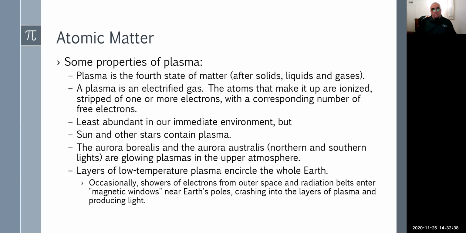There are layers of low temperature plasma that encircle the whole Earth. It helps keep us kind of protected where we are. Occasionally, those showers of electrons come from outer space and enter the magnetic window, right? Crashing into those plasma and produce light, right? We get those beautiful light shows where stuff passes through the outer atmosphere.